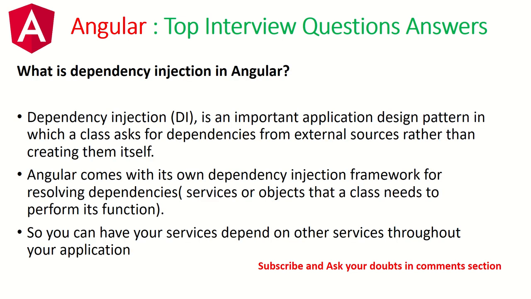What is dependency injection in Angular? Dependency injection is an important application design pattern in which a class asks for dependencies from external sources rather than creating them itself. In simple words, whenever we have any services or objects that you need to pass to some other thing, we have to inject them. We have to resolve the dependencies. Whenever your services depend on other services, you need to inject them into the class first.